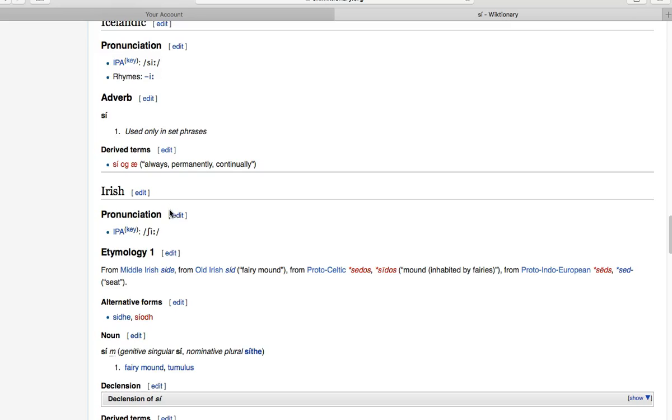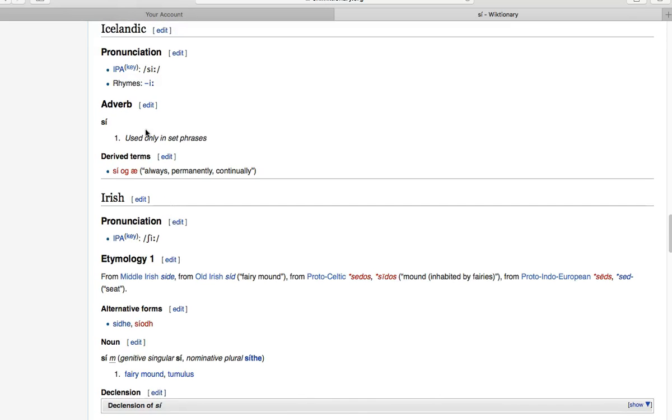All right, let's look at Icelandic. Okay, hold on. I actually went to Iceland back in 2016, and it was amazing, but I didn't know that sí apparently is an adverb used only in set phrases. It means always, permanently, continually. Wow, great.